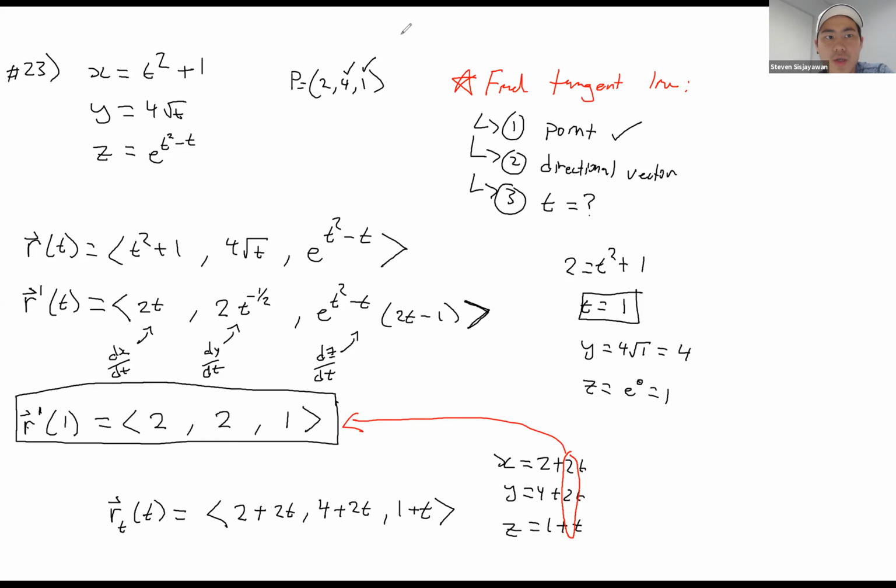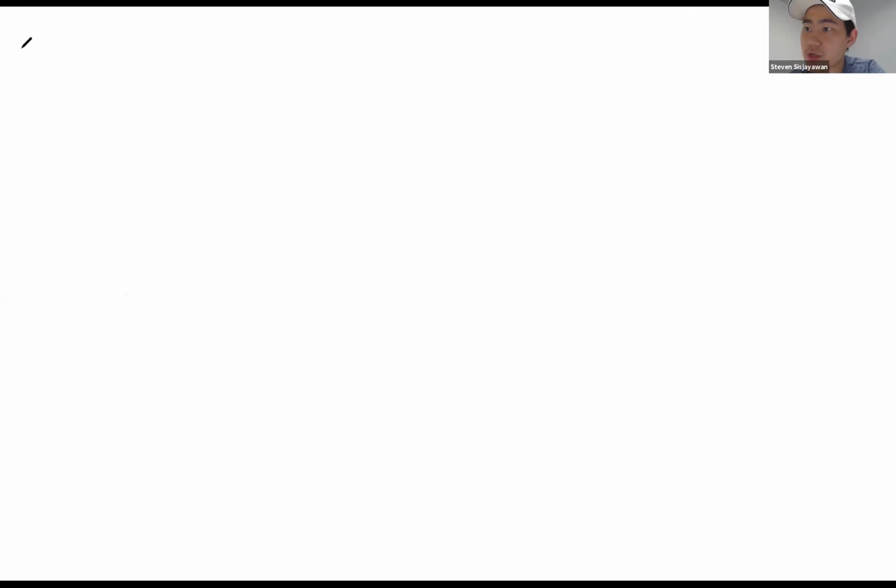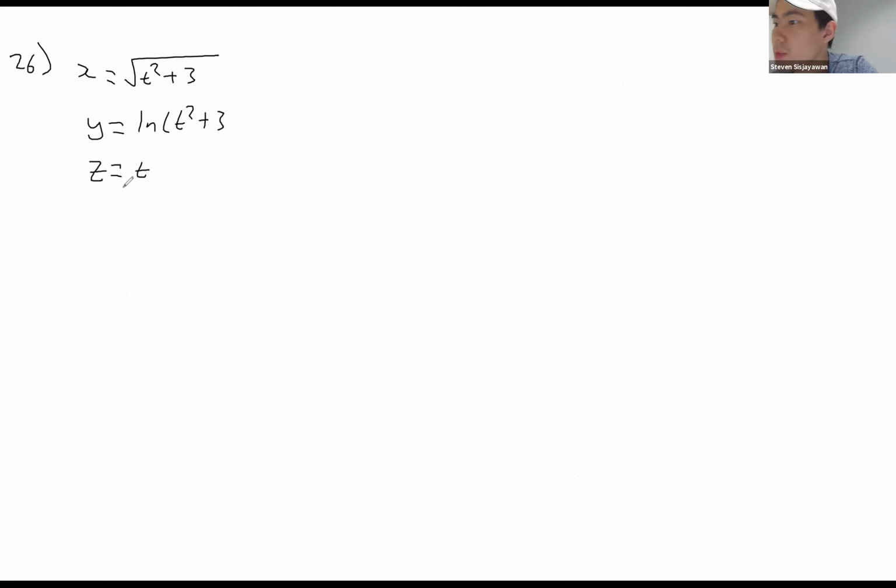Okay, so that is number 23. Okay. All right, let's move on to the next question. Let's go over 26 now. Okay, so 26 is the same exact question, just different parametric functions. For 26, we have x is equal to the square root of t squared plus 3. And then we have y is equal to ln of t squared plus 3, and z is equal to t, right? And we have the point 2, comma, ln 4, comma, 1.